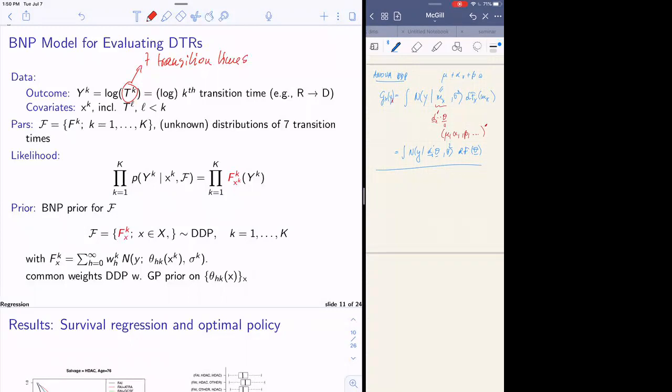And F sub k, we had the notation already on the title slide, on the previous slide. F sub k is the unknown distribution of the kth transition time. And so what we need is a prior on the f super k sub x, meaning we need a prior for the transition time k for a patient with covariate combination x. And we use a DDP, and actually it's an ANOVA DDP. It's the one that we had on the previous slide.